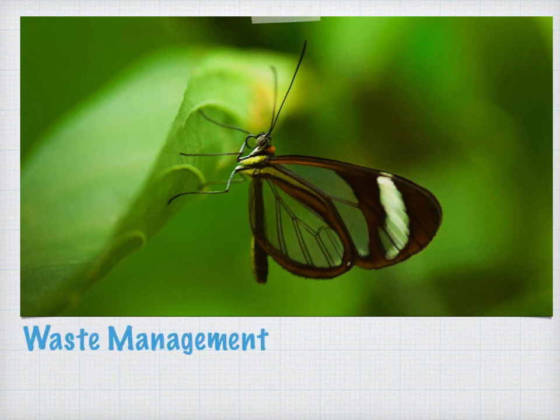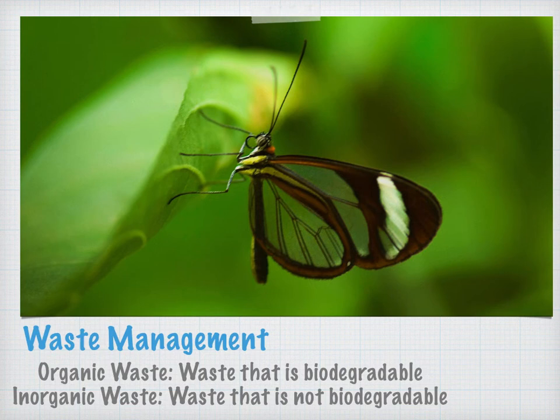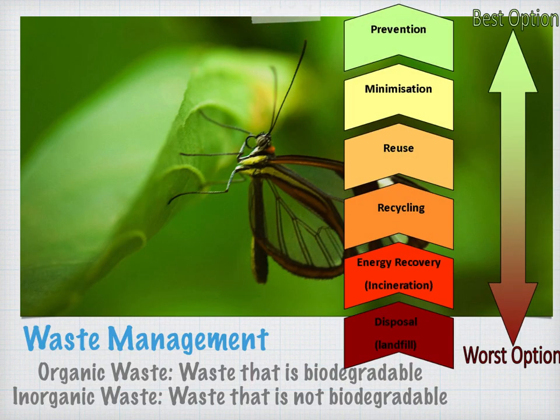Management of our waste. There are two forms of waste: organic waste, which is waste that is biodegradable, and inorganic waste, which is waste that is not biodegradable. The hierarchy of waste management shows that the worst would be disposal, where our waste goes to landfill. Next would be where we recover the waste with energy recovery in incineration. The next worst would be to recycle the product. We're getting onto the better stages there when we can reuse our products, minimize packaging, or prevent even buying it so it won't be waste.